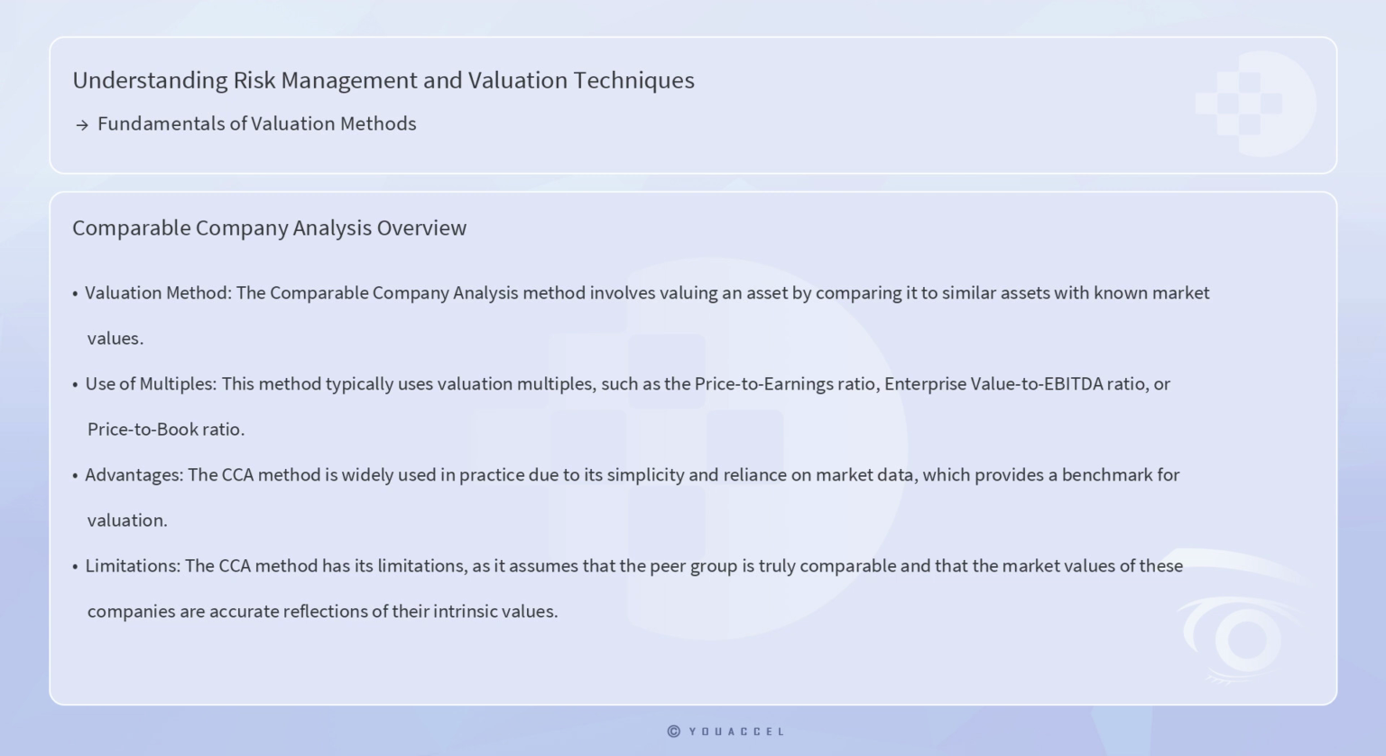For example, if a peer group of companies is trading at an average PE ratio of 15x and the target company has earnings of $10 million, the estimated value of the target company would be 15 times $10 million equals $150 million. However, the CCA method has its limitations, as it assumes that the peer group is truly comparable and that the market values of these companies are accurate reflections of their intrinsic values.